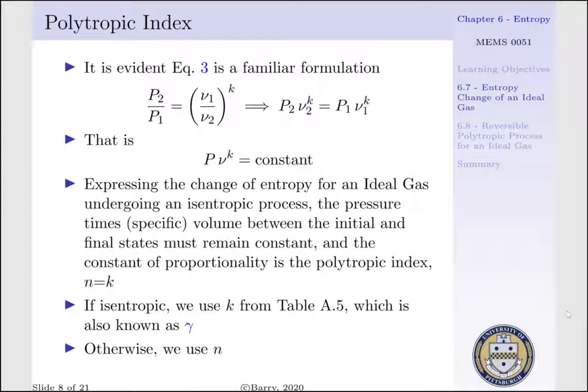Now if we express the change of entropy for an ideal gas undergoing an isentropic process, our pressure times our specific volume between our initial and final states must remain constant. And this constant of proportionality can be considered our polytropic index. That is, we can define N now as K. Now, if our process is isentropic, we are going to use K, our ratio for constant pressure to constant volume specific heats, taken from table A5, which we defined previously as gamma, which was defined for an isentropic process. If it is not an isentropic process, we simply use N.